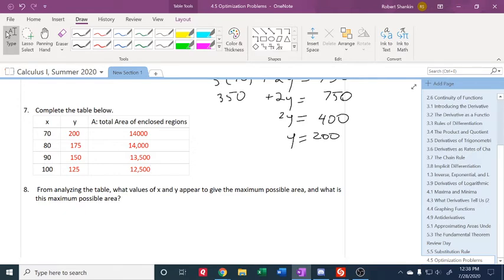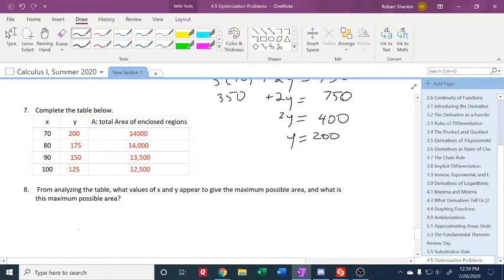All right, let me go back to group 4 again. Any ideas? We said that the values that are giving off the most maximum area are going to be 70 and 200 and 80 and 175. And then the total maximum area would be 14,000.